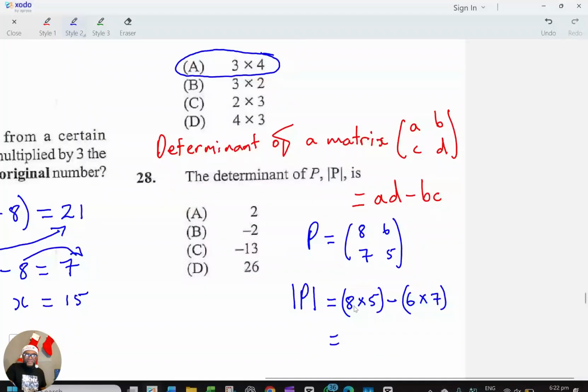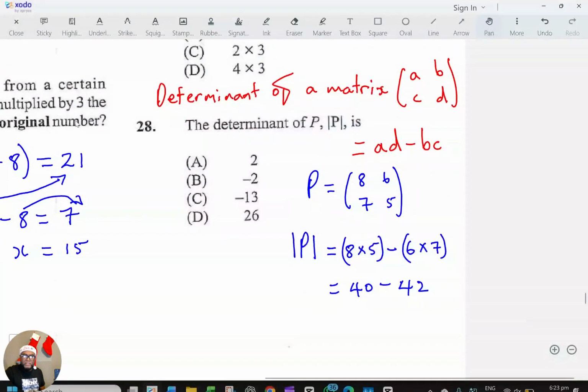There we go. So 8 by 5 would be 8 5s are 40. 6 by 7, 6 7s are 42. So my determinant would be 40 minus 42, which is -2. Negative 2, so B. Everybody good there?